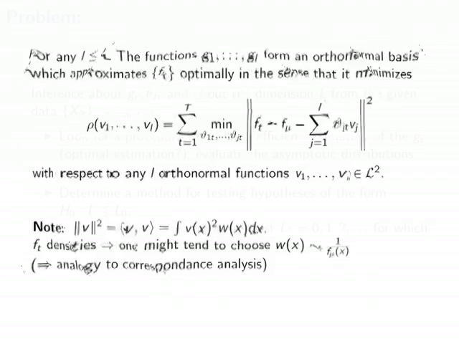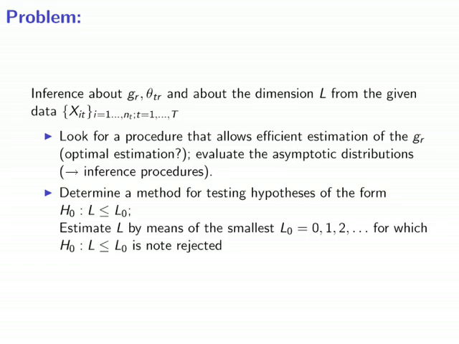So what we do is inference about the g's and theta and about the dimension L from the given data. We look for a procedure that allows efficient estimation of the g's and evaluates asymptotic distributions, and then also determine how big L is. How far can we go? And how many functions do we need to approximate the densities very well? Of course, if we need a lot, then we are dead. Then we can't interpret a lot. However, if few suffice, it's fine.